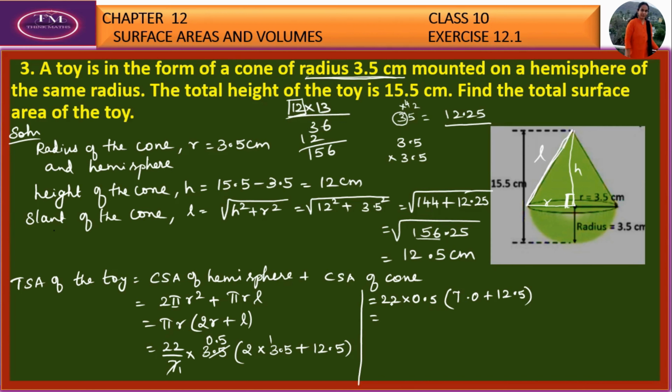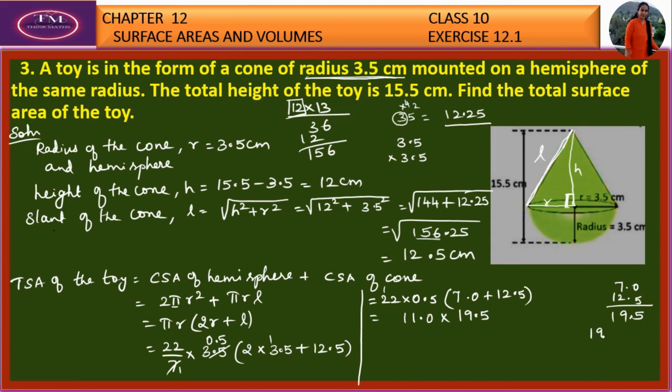So what is 22 into 0.5? We have 2 5s are 10, balance 1, 2 5s are 10, 10 plus 1, it is 11. So the decimal is before one number. So put a decimal, so it is 11.0 into 7.0 plus 12.5. Adding 0 plus 5 is 5, 7 plus 2, 9, so it is 19.5.